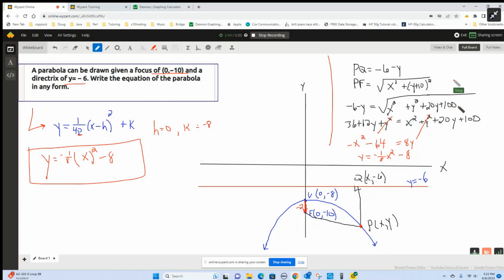So I won't go through all this, but I squared this binomial. Then I removed the radical by squaring both sides. And look at that, I end up with the same exact thing.